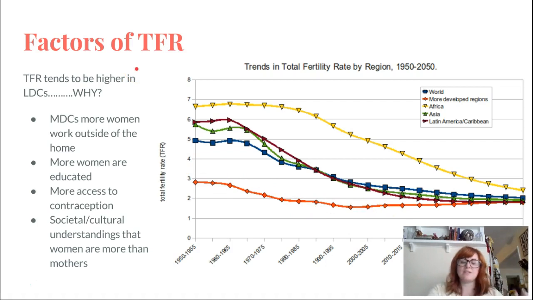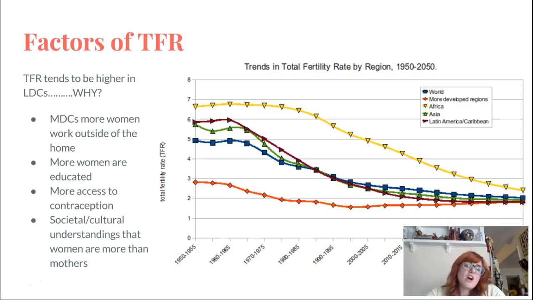So why is this? Why do MDCs have lower total fertility rates than LDCs? Well, because more women in developed countries work outside of the home, which means that they are more likely to have fewer babies or not have babies at all. More women are educated beyond the elementary grades, especially in MDCs. So if you are more educated, it's more likely that you will have a career. So women who are more educated are more likely to work outside of the home, right?